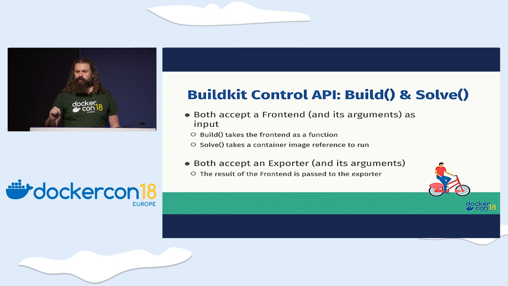So build is quite convenient for development purposes. You can iterate quite quickly just by rebuilding your front end client, whereas solve is better once you come to actually deploy it into the real world and you want to run it on your existing cluster. Both of those methods also take an exporter and some arguments for that. And so what happens is that the front end produces a result, and that's then passed to the exporter, and there are different exporters. There's ones for OCI images, Docker images, saved to the local directory, saved to a tarball, all sorts of things.